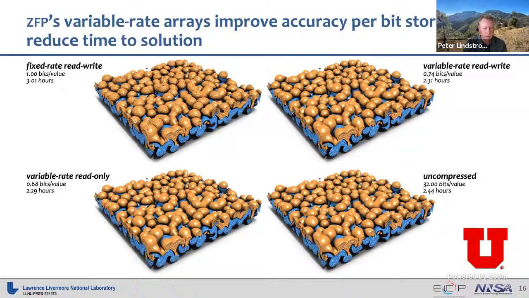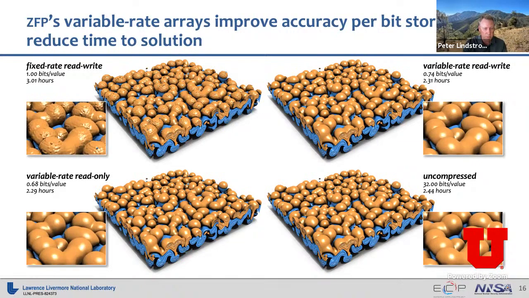memory hierarchy. So I want you to focus here just on the bottom 2 images, where we're comparing ZFP's variable rate arrays, where we're storing less than 1 bit per value, and then render these images from compressed storage in memory. And as you can see, the actual total time here is less than if we were to just store this as 32-bit float. So this actually has a potential to improve performance also.